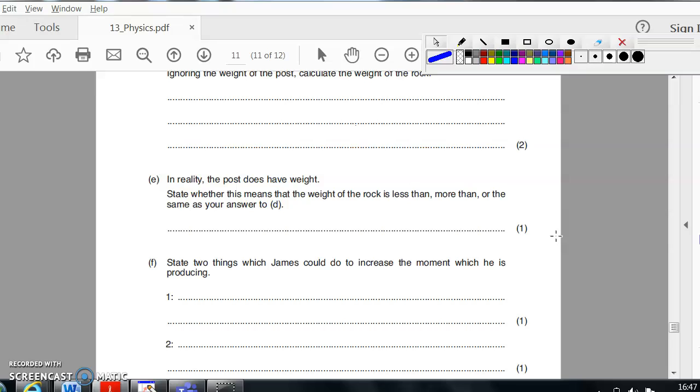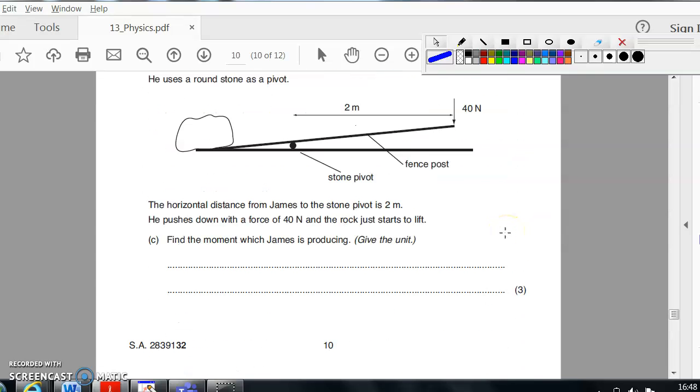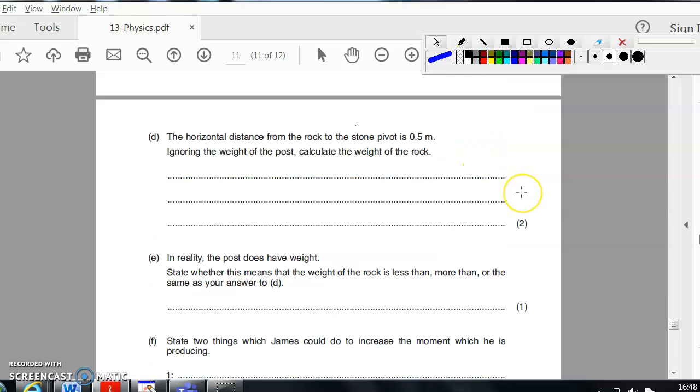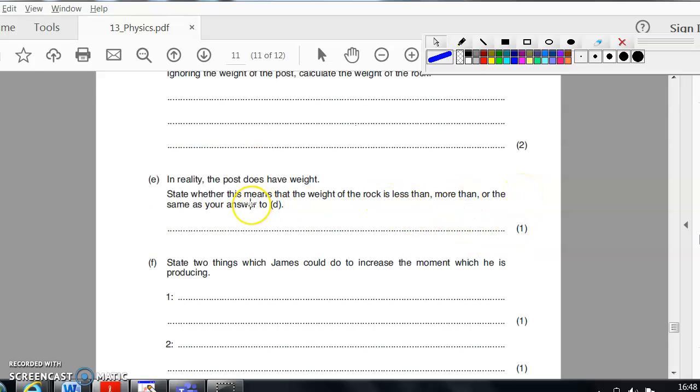In reality, the post does have weight. State whether this means that the weight of the rock is less than, more than, or the same as the answer. So what it's saying is, if you look back to your diagram, we've ignored the weight of the post so far, but obviously the length of that means there's quite a bit of heavy wood on this side. So if you take that into account, then this rock must be heavier because we've actually got more than 40 newtons on this side. We've got a bit more because of the weight of the post. Even if you had no idea, it's given you the 3 options to try. So is it less than, more than, or the same? Please don't leave any questions like that blank. Put something down.